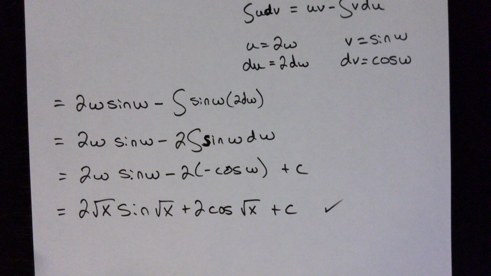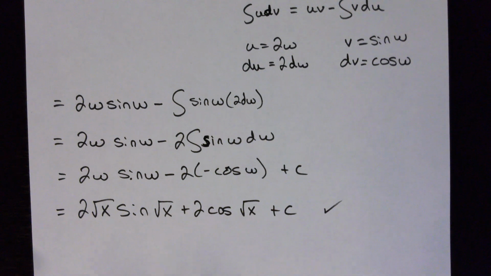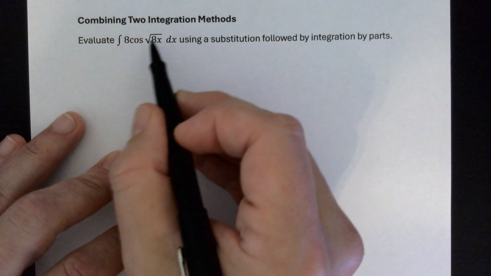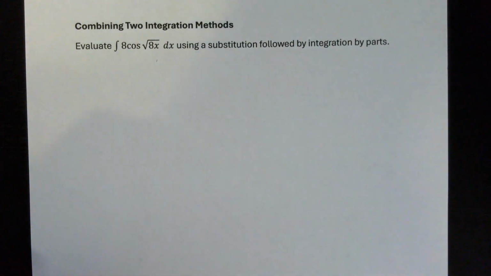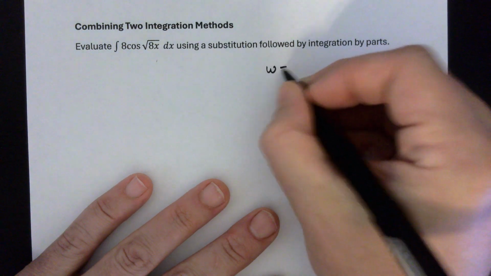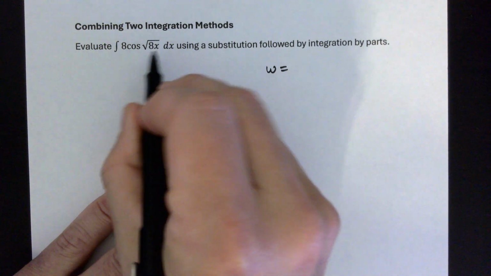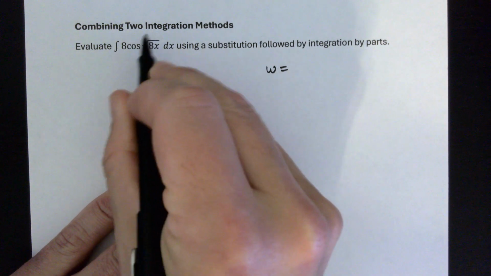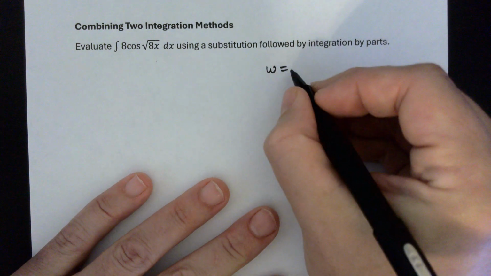Now, if you want to stay on for the second part of the video, I'll do one with some numbers on the inside, which means we'll have to do the chain rule. All right, here we go. In this one, we've got an 8 sitting out front, and instead of just a square root of x, we've got the square root of 8x. I'm going to do it the same way, first starting with a substitution. So w is going to be equal to the square root of 8x.